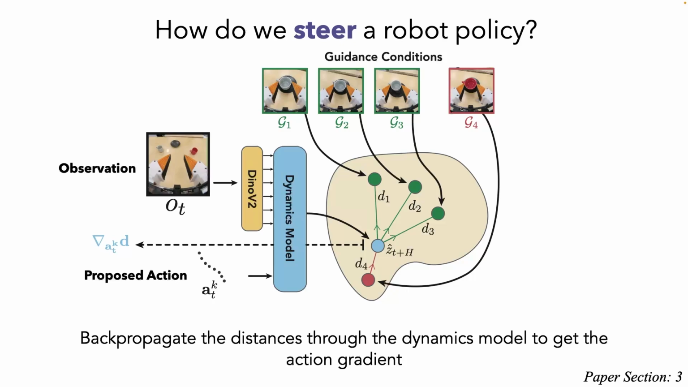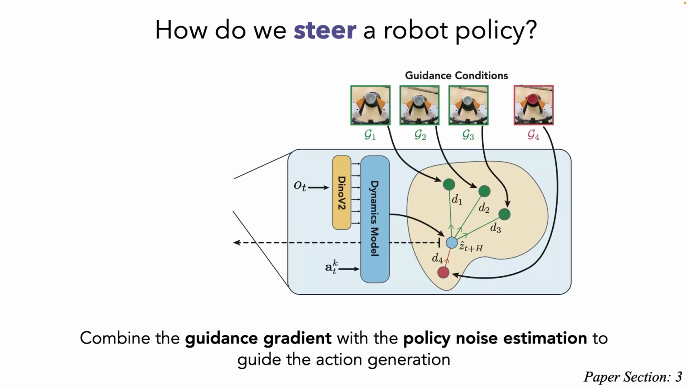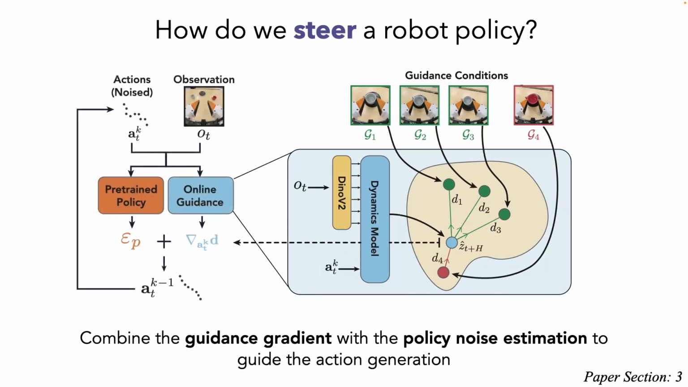All components of the setup are differentiable, which means that we can backpropagate these latent distances through the dynamics model and onto the proposed actions. This gets us a guidance gradient signal. Putting this all together, we use the dynamics model to create the guidance gradient, which we use to influence the action generation. This combined dynamics modeling and diffusion guidance is our DynaGuide method. For more details, refer to our paper submission.